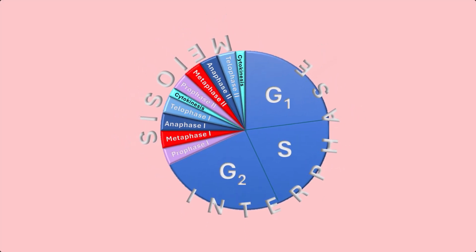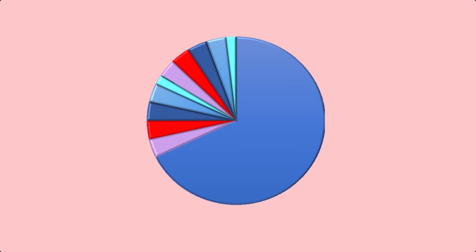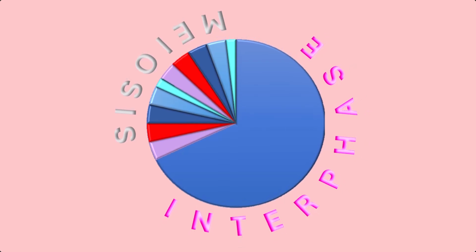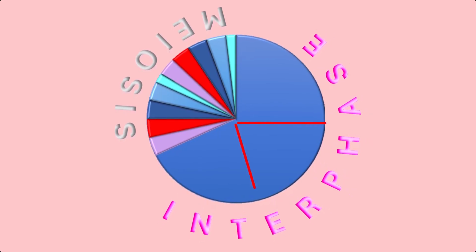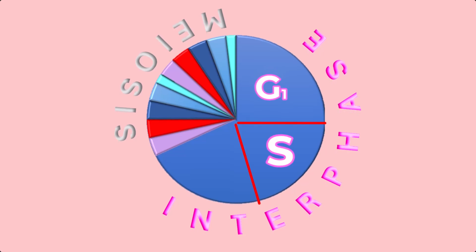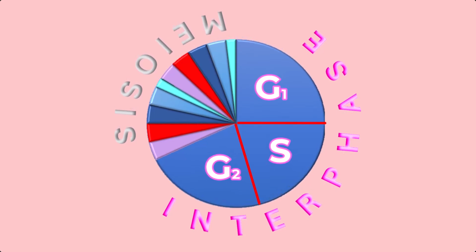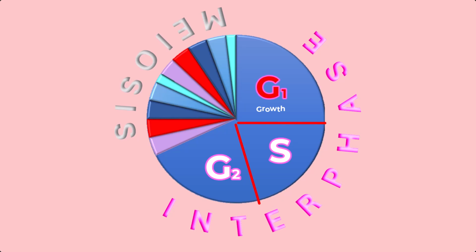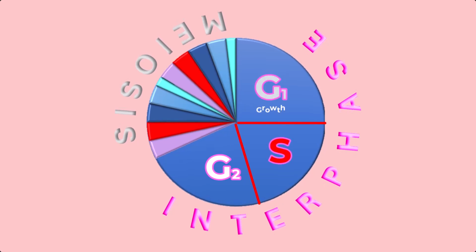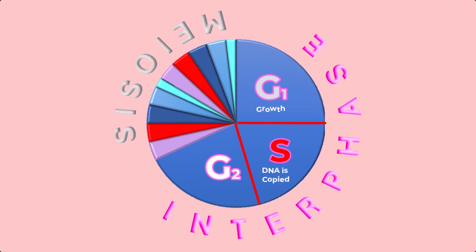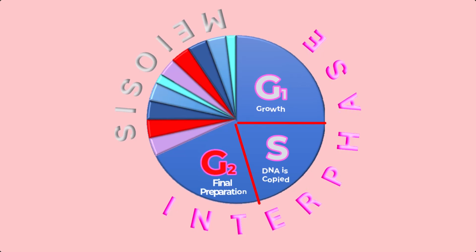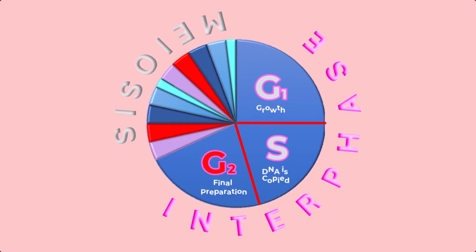Meiosis is only a small part of the cell cycle of the germ cells. The cell cycle of the germ cells includes both interphase and meiosis. Most of the cell cycle is interphase. Interphase consists of the G1 phase, the S phase, and the G2 phase. The G1 phase, or first gap phase, is focused on cellular growth. During the S phase, the cell copies the DNA of the chromosomes. And in the G2 phase, or second gap phase, the cell undergoes final preparations for meiosis.